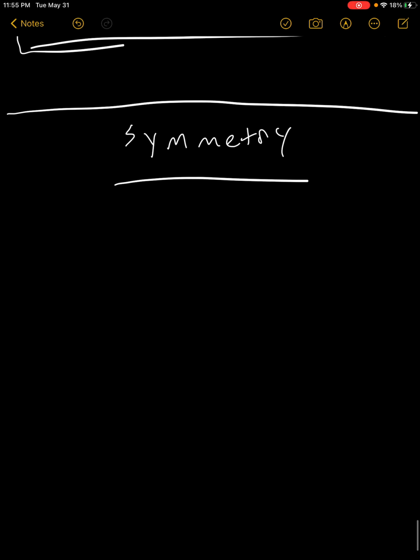Hello, this is lesson 7, where we will talk about symmetry. So first, we can just look at some pictures to discuss symmetry, and then we will use equations. So there's 3 types of symmetry we will talk about.